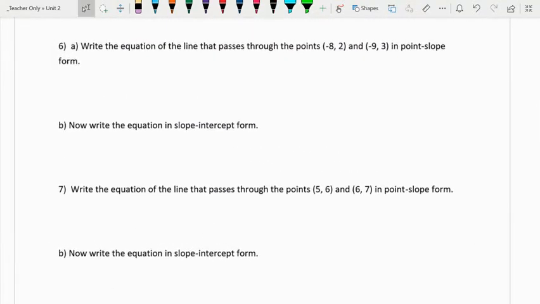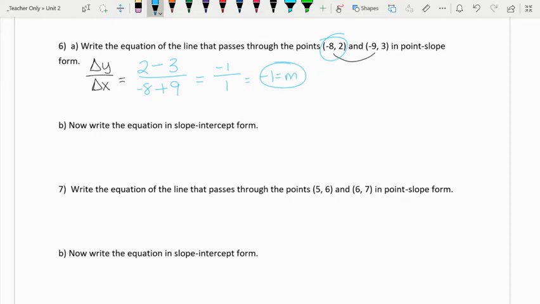Number 6 is a very similar question. It passes through 2 points now, though. Whenever you have 2 points, you're going to have to find the slope first. So change in y over change in x. If we do that, it doesn't matter what point we start with. I'm going to start with -8, 2. So our y is 2 minus our other y value, which is 3. And then -8 minus -9 becomes plus. If we work our way across, 2 minus 3 is -1, and -8 plus 9 is 1. So our slope is negative.